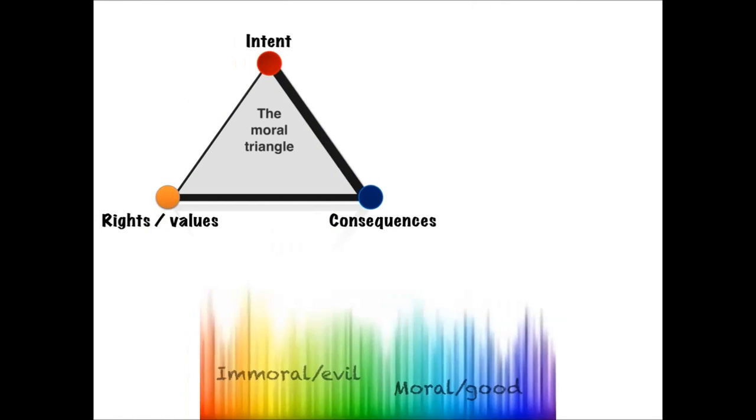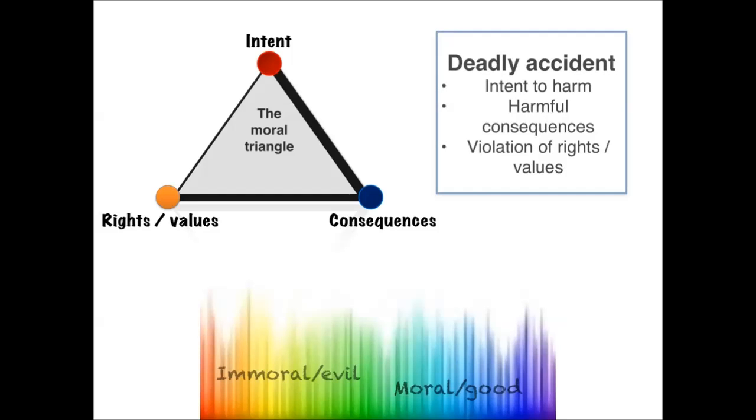The moral triangle works the same way. If a person intends to harm another person, the consequences are that harm is caused and human rights are violated, the action is labeled as an evil action. Take one of these aspects away and the label no longer fits. When someone dies because of an accident, for example, the consequences are indeed harmful and a human right or value is violated. However, there was no intent to cause harm. The action therefore doesn't fit the label evil.